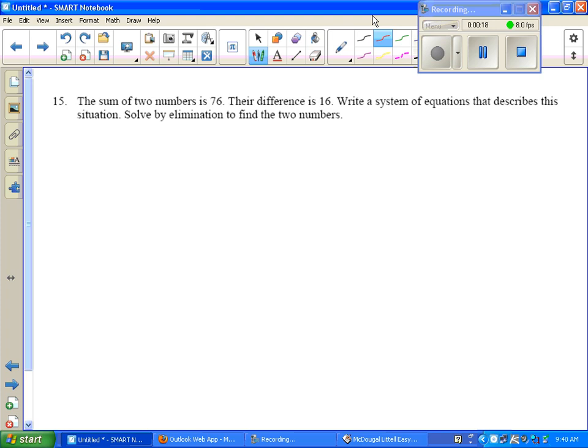Well, we have the sum of two numbers. So sum we know means to add. So if we have one number we don't know, we'll call it x, plus a different number we don't know, we'll call it y, equals 76, because that's what it told us the sum was. The other equation says that it's the difference. It's 16. So the same two numbers, we don't know what x is, minus now, because we're talking about difference, we don't know what y is, 16. So we have two equations, x plus y equals 76 and x minus y equals 16.